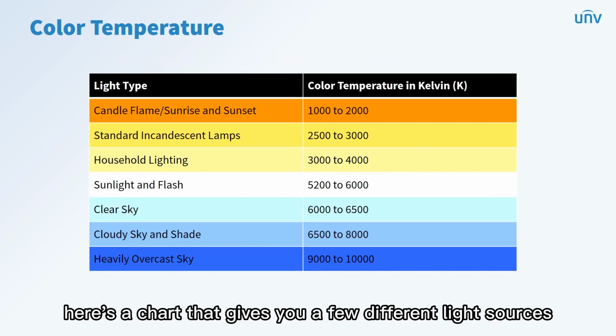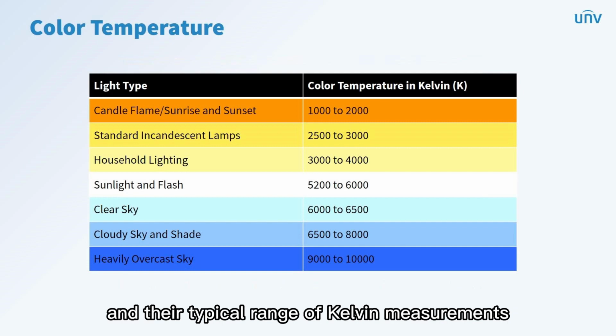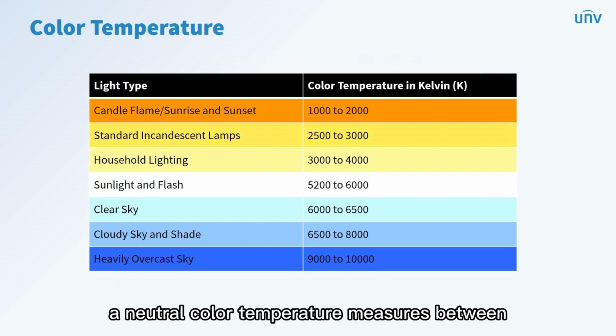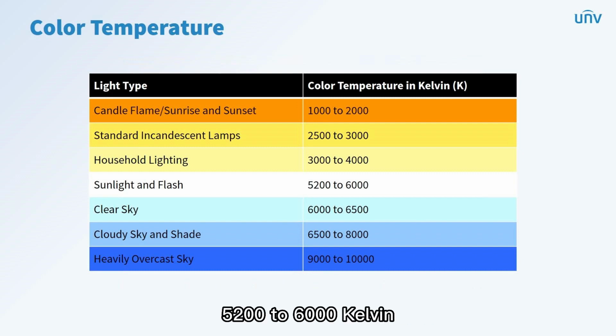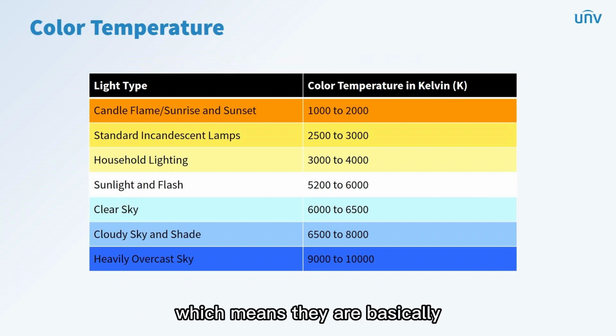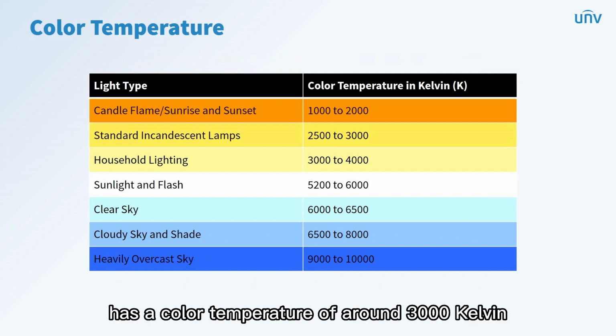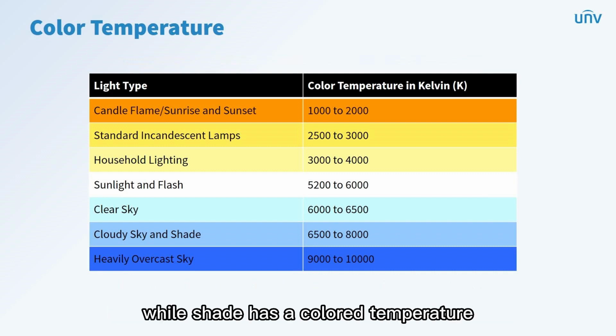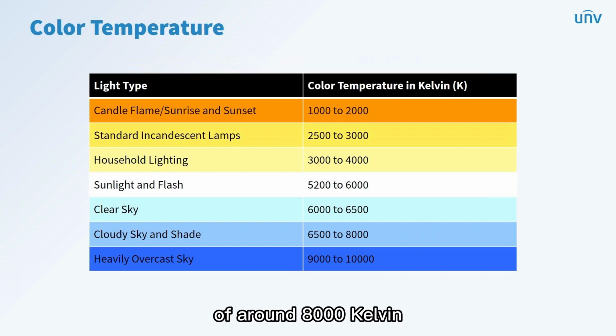Here's a chart that gives you a few different light sources and their typical range of Kelvin measurements. A neutral color temperature measures between 5200 to 6000 Kelvin, and most external flash units come set from the factory in that range, which means they are basically trying to imitate sunlight. An incandescent light bulb has a color temperature of around 3000 Kelvin, while shade has a color temperature of around 8000 Kelvin.